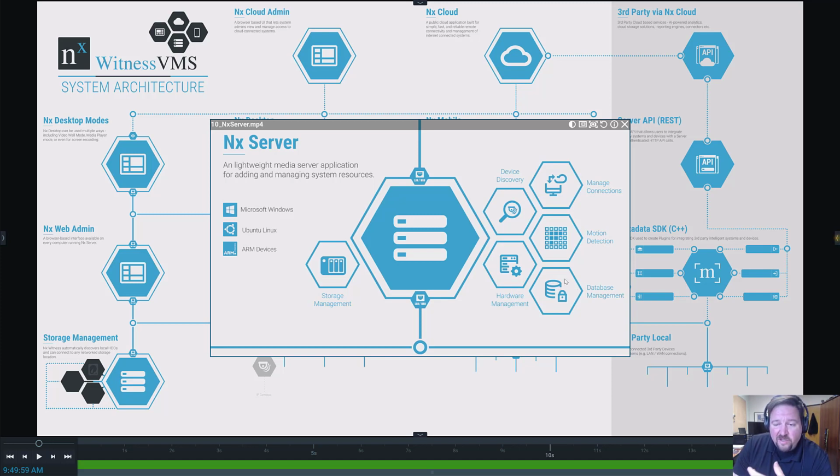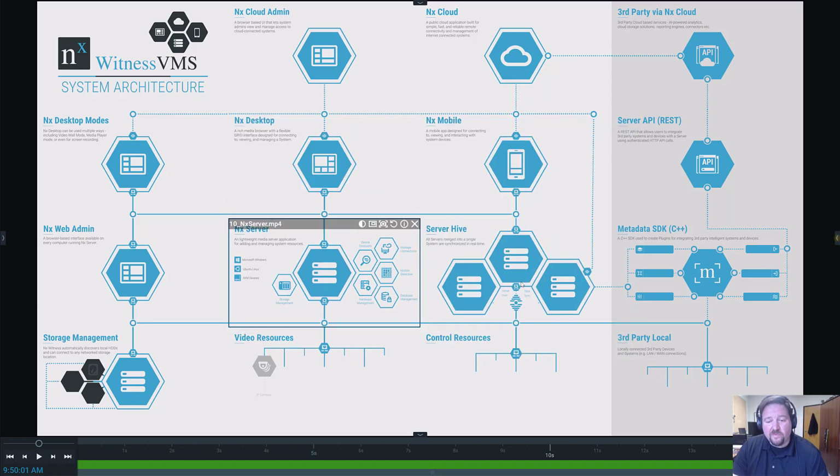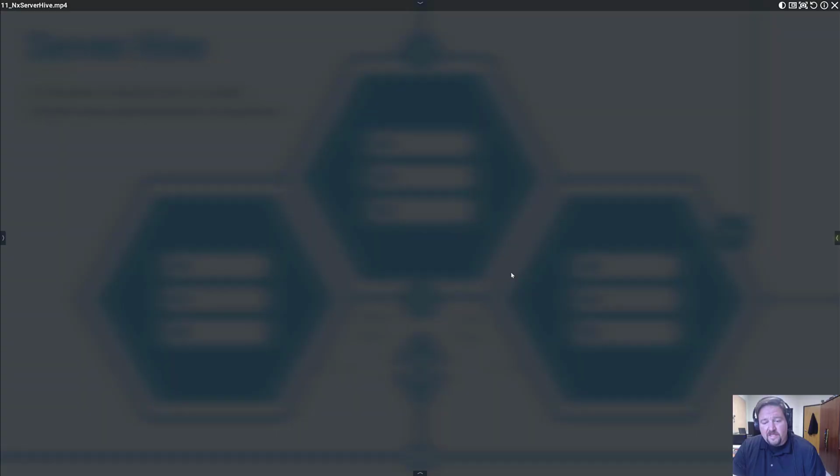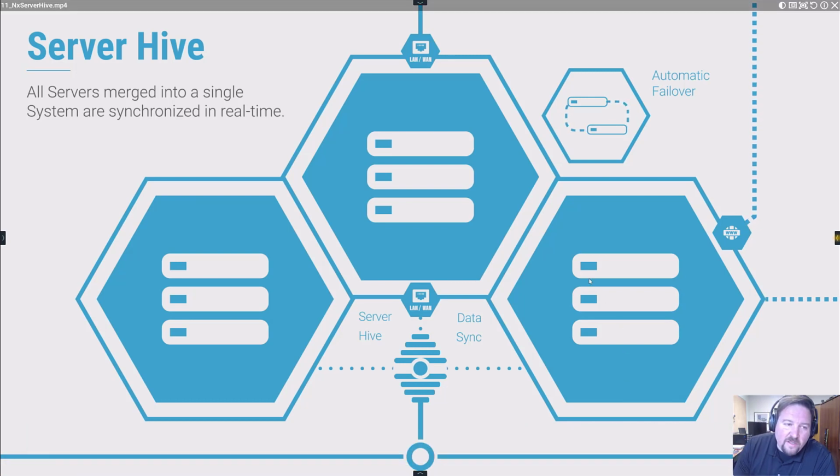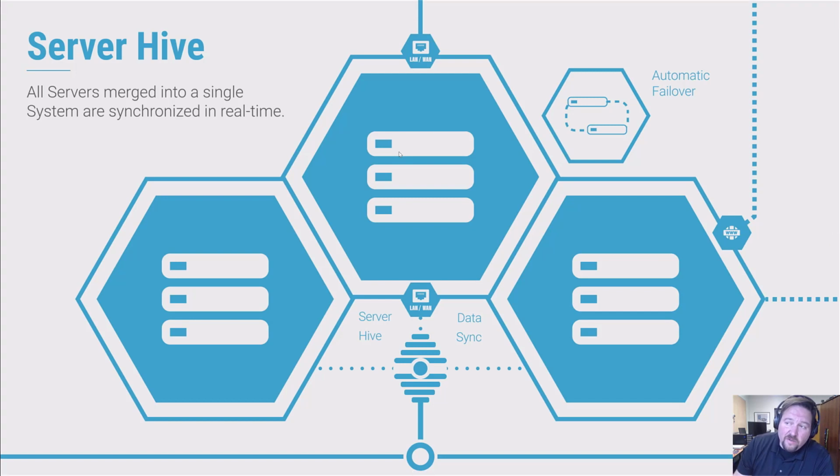Every single server has an SQLite database, and they all synchronize in real time, which takes me to my next slide, which is Server Hive. One of the most important parts of our architecture is this Server Hive architecture. In the Server Hive architecture, all the servers on a local area network, or if they can see each other over a wide area network or VPN, will synchronize in real time.